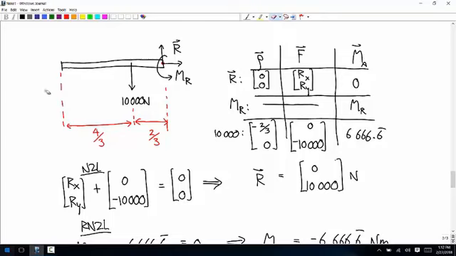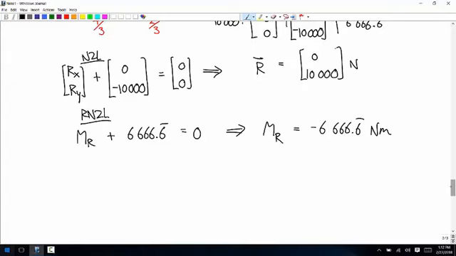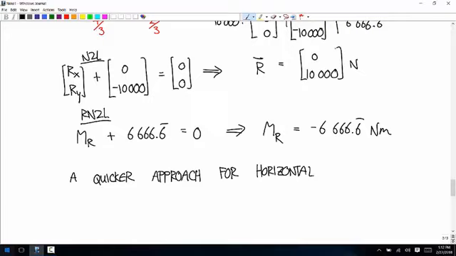Okay, let me show you a quicker way to think about this. Eventually, I think all of you will want to switch to doing it this way when you have horizontal beams. So, a quicker approach for horizontal beams. You can use this idea on anything. It's more useful on horizontal and vertical things because it's easier to calculate these distances.